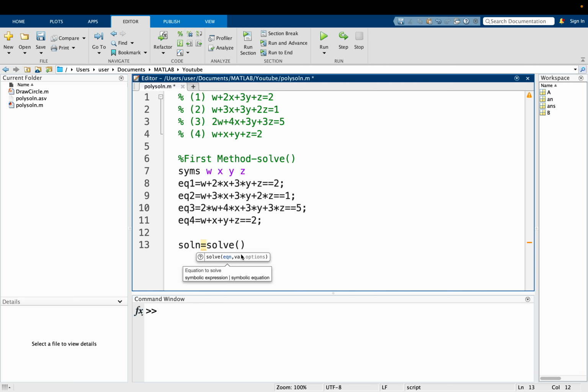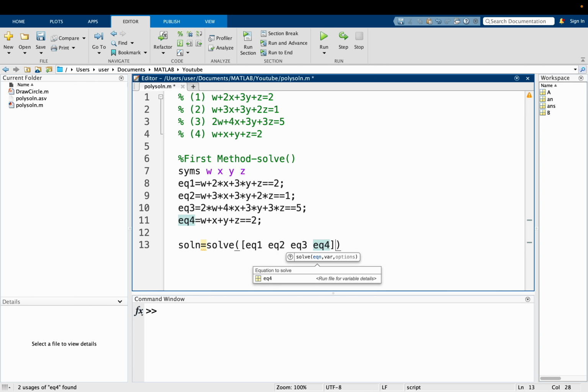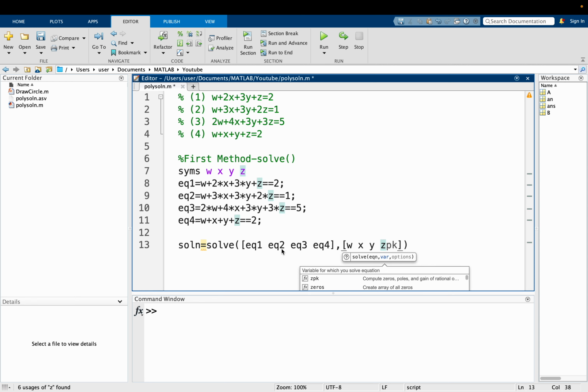The second argument is your variables. Also, it is not a single variable. We have four variables, so we have to define it as a vector. So for the first argument, as a vector, I will have equation 1. I can separate them by comma or by space, either is okay. So equation 2, equation 3, equation 4, then comma, then I have to define my variables, which are w, x, y, and z.